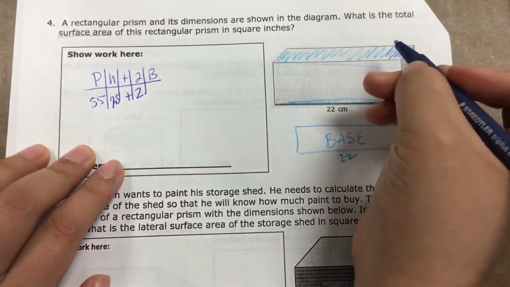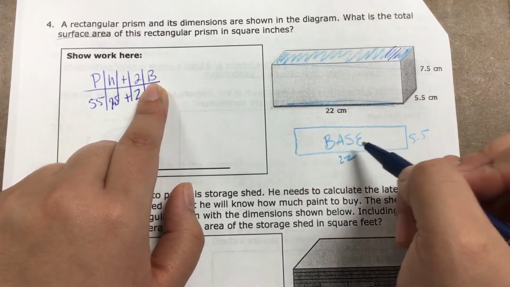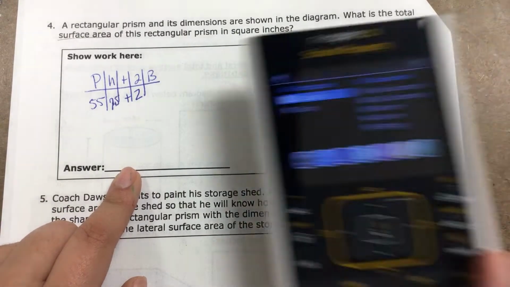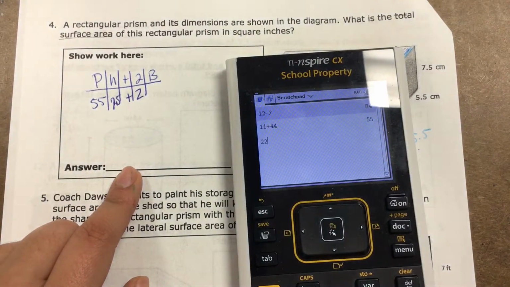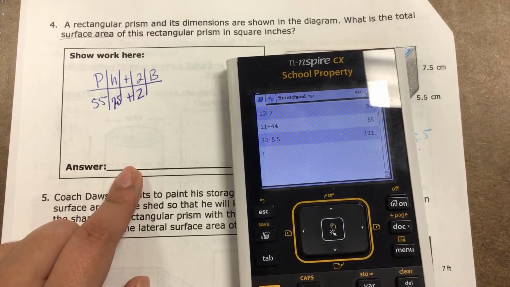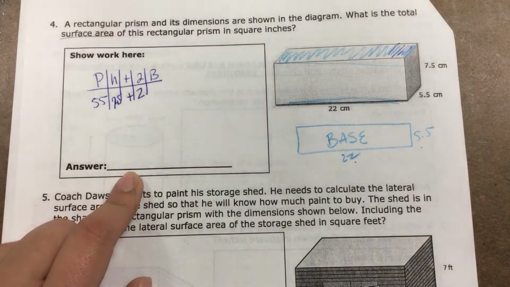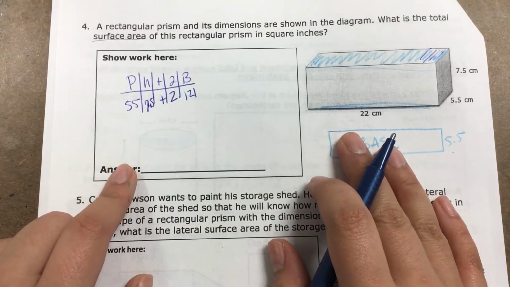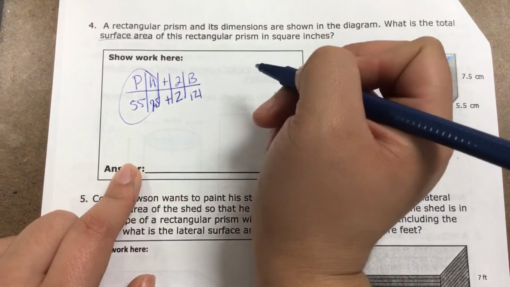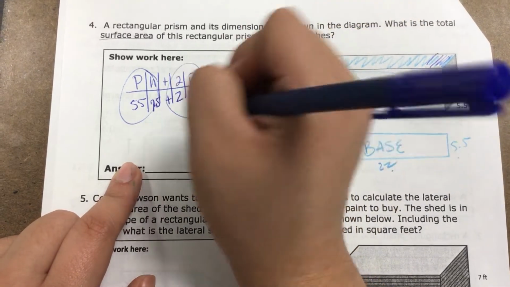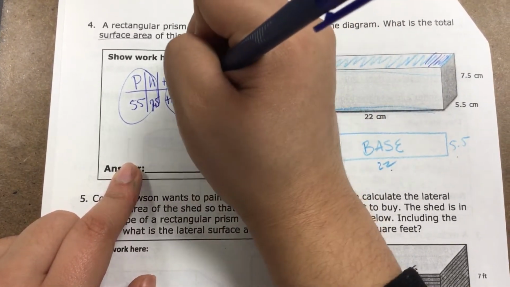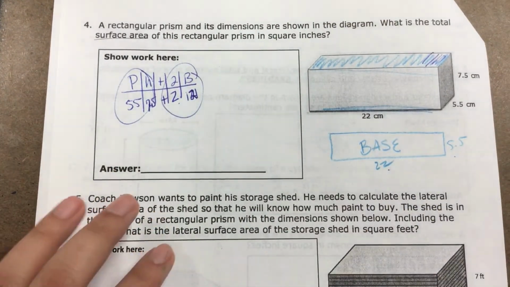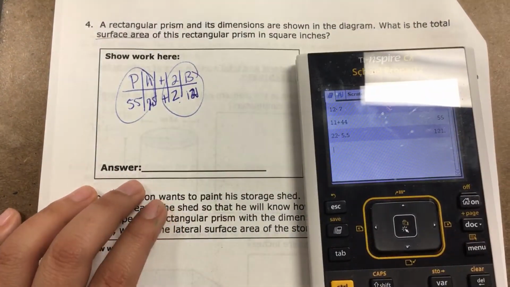Plus is just plus, 2 is just 2. Capital B, the area of the base. So 22 times 5.5. We end up with 121. So let's go ahead and multiply what we need to multiply. PH, or 55 times 7.5, and 2B, or 2 times 121. Let's go ahead and make that look more like a 2.